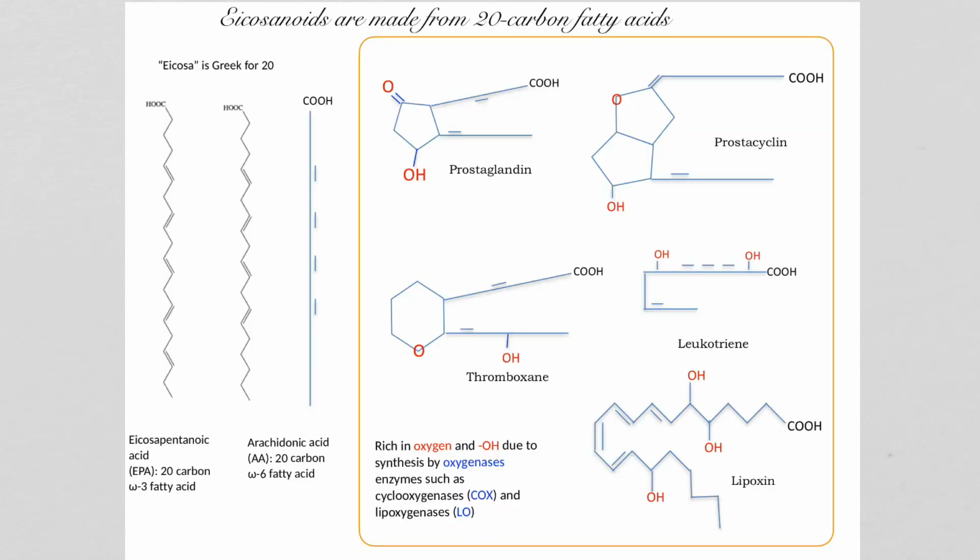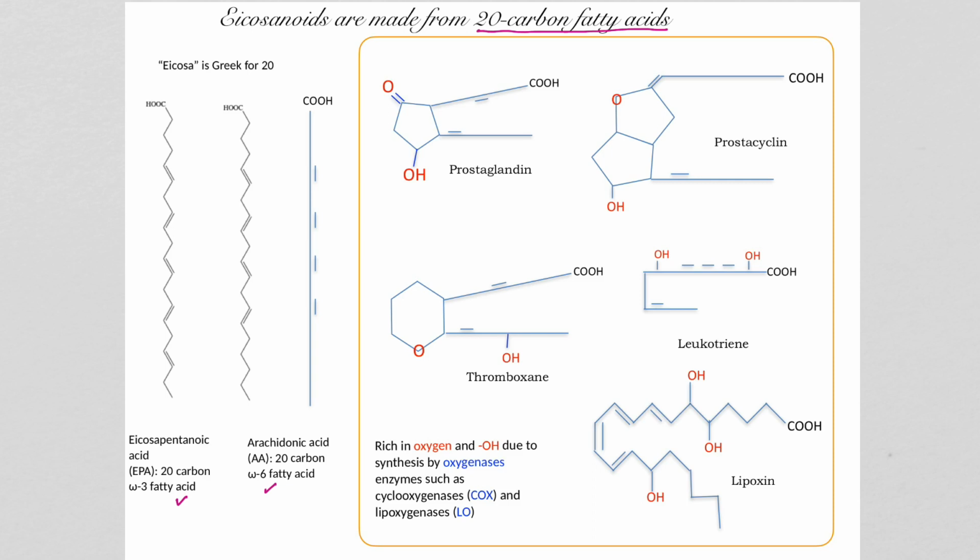In today's video 2.85, we shall discuss eicosanoids. So we'll have an overview of eicosanoids. Eicosanoids are lipids that are made from 20 carbon fatty acids such as EPA and arachidonic acid.